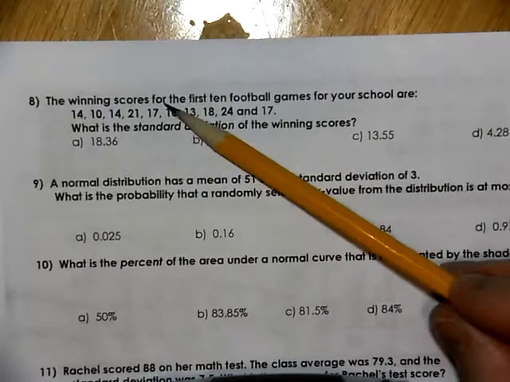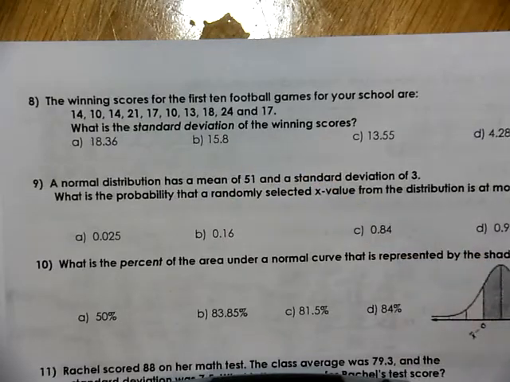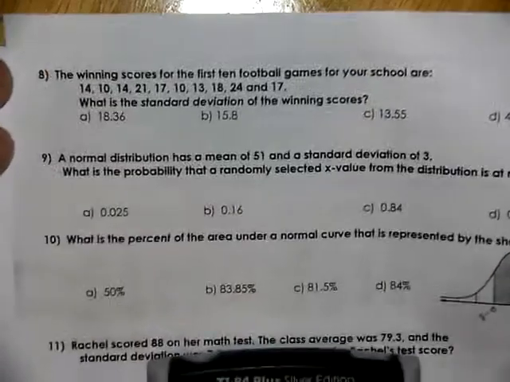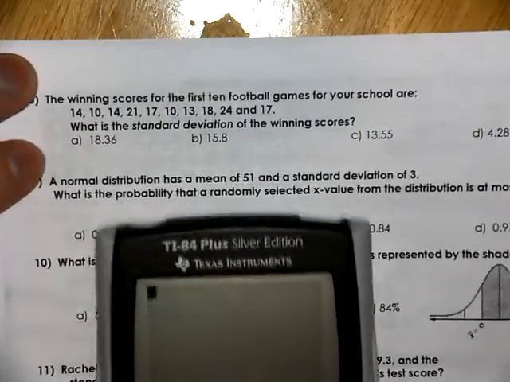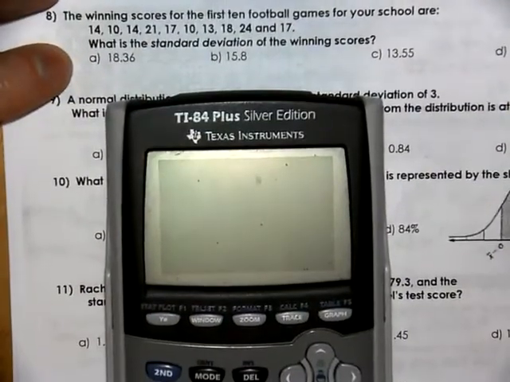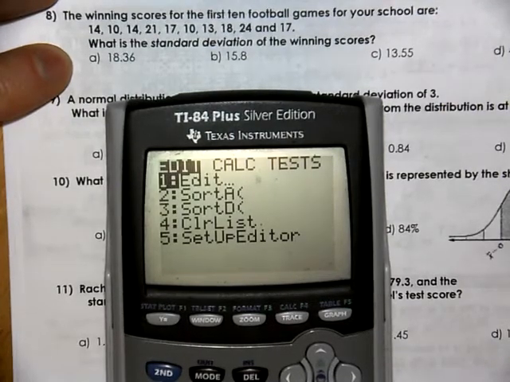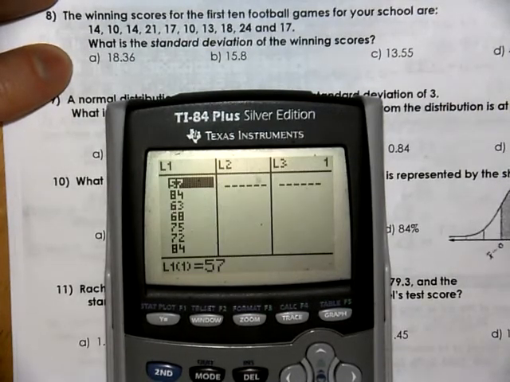The winning scores for the first 10 football games are given. What is the standard deviation? We can do the standard deviation by hand, or we can use our calculator. So we go to Stat, go to Edit. We'll clear the data by hitting Clear, not Delete.